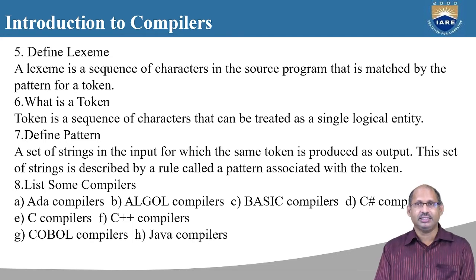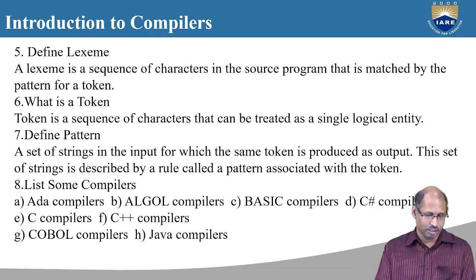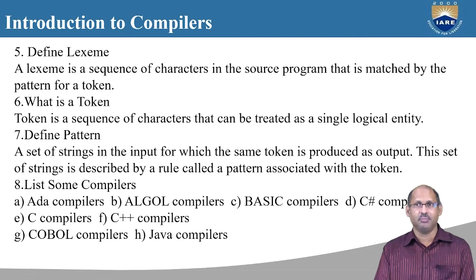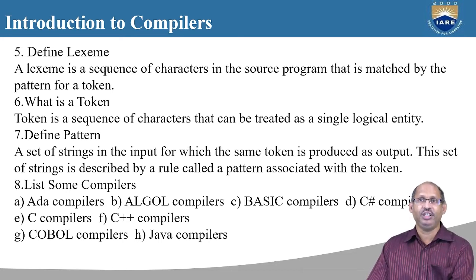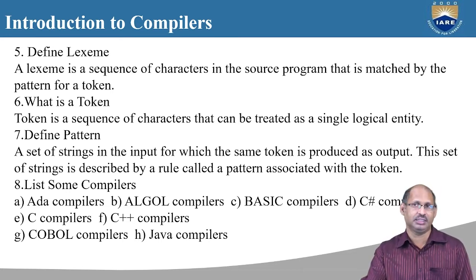So, list some compilers: Ada compilers, Algol compilers, Basic compilers, C# compilers, C compilers, C++ compilers, COBOL compilers, and Java compilers. So these are the different forms of compilers.